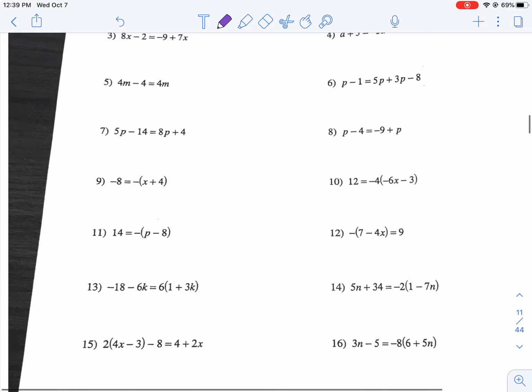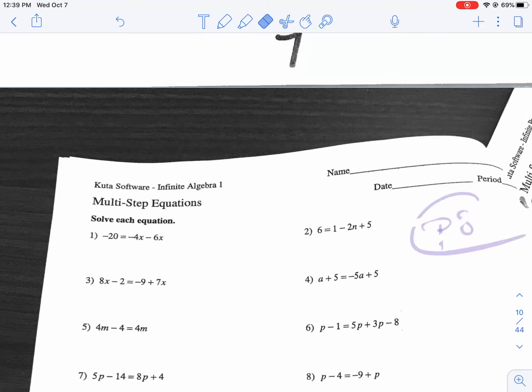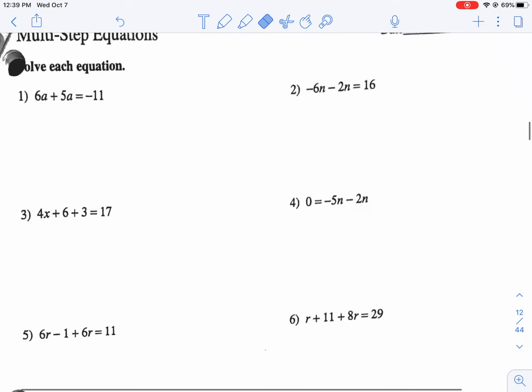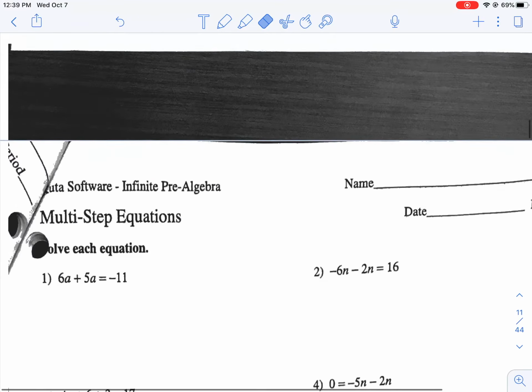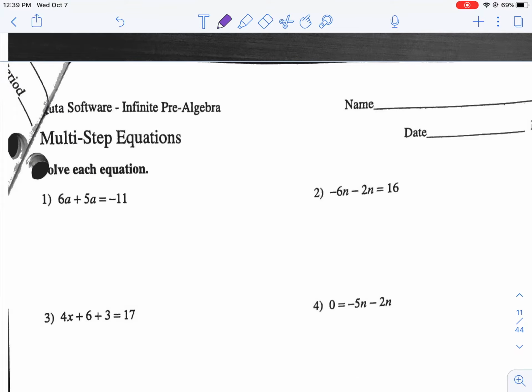Actually, you know what? I don't think we want to start on page 8, guys. I think we're actually going to start on page 9, yellow. So start on page 9. This is real life, guys.